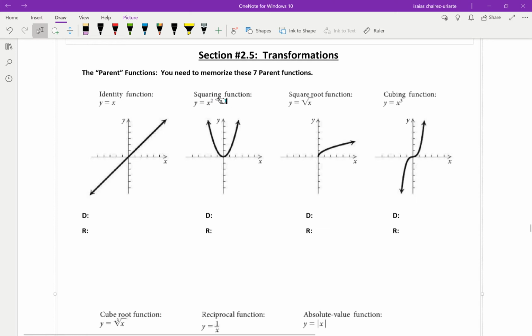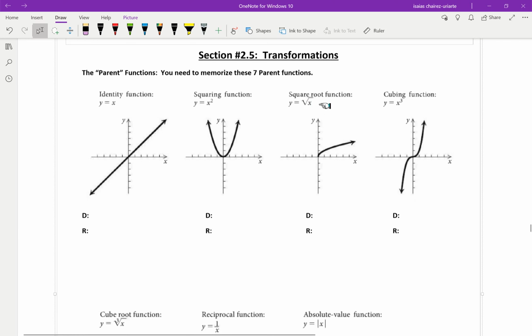Our next function here, y equals x squared. So this is called a parabola. So we have a little parabola. It's the simplest form of a parabola that we could have. We could get it more complicated, but right now this is our parent function. Y equals x squared. We have a parabola.